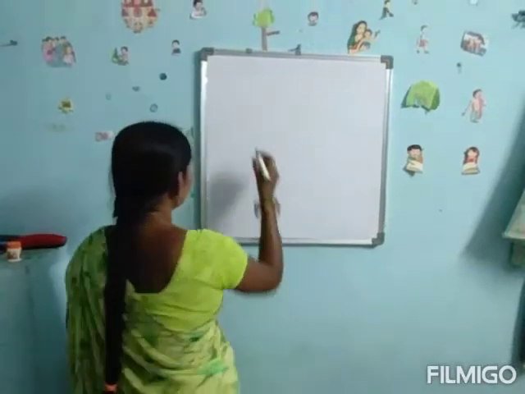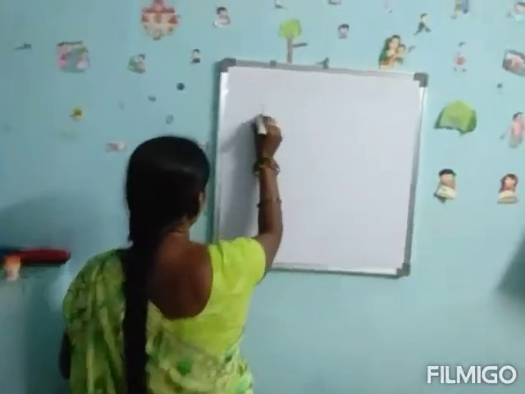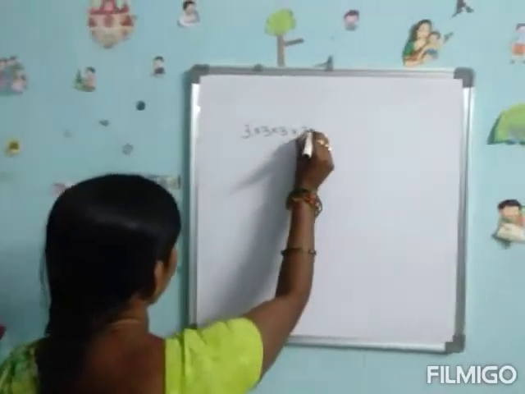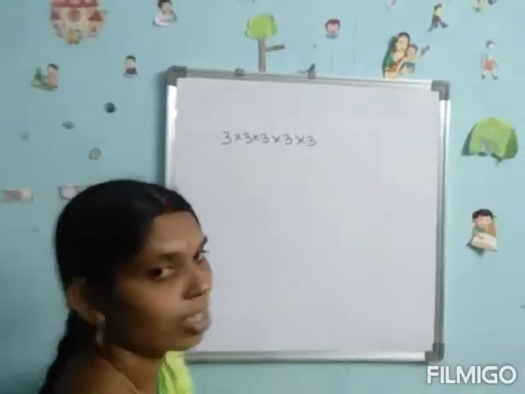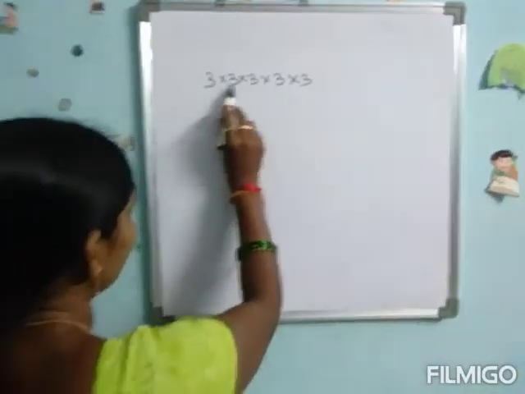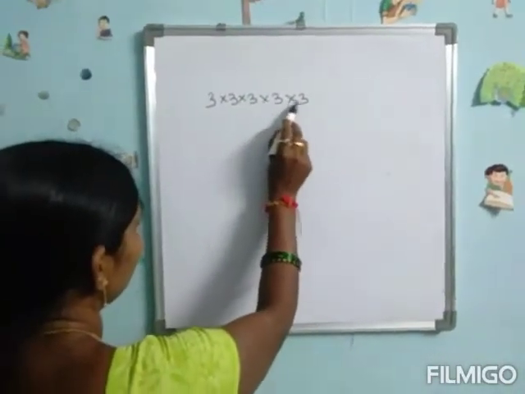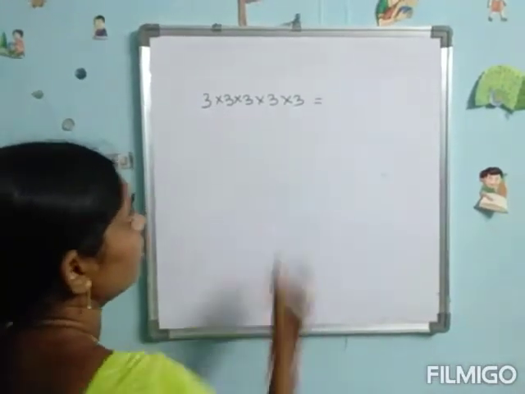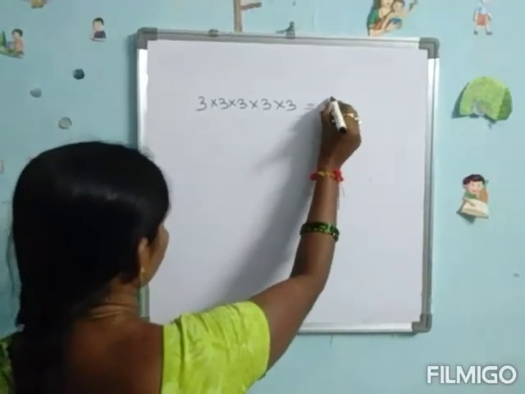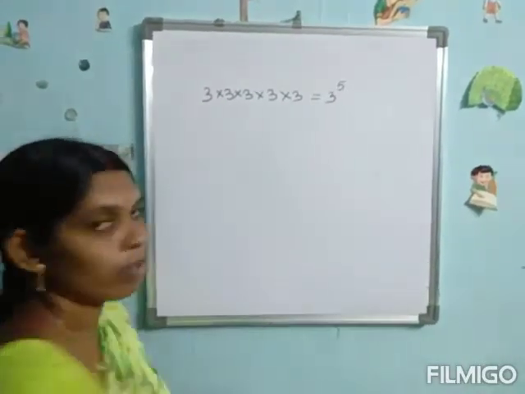So today we have to discuss some multiplications. See here, 3 into 3 into 3 into 3 into 3. So how many times is there? 3 into 3 into 3 into 3 into 3. Observe carefully here, we can write this as 3 to the power of 5.